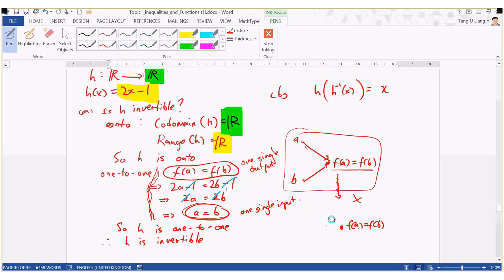Does that make sense to everyone? You are basically trying to show that what I boxed here cannot happen. This one shouldn't happen.